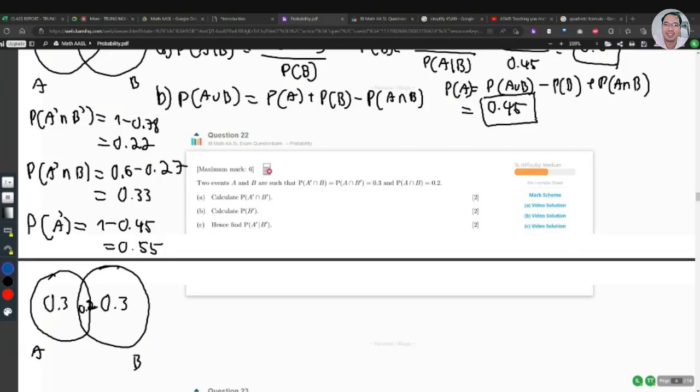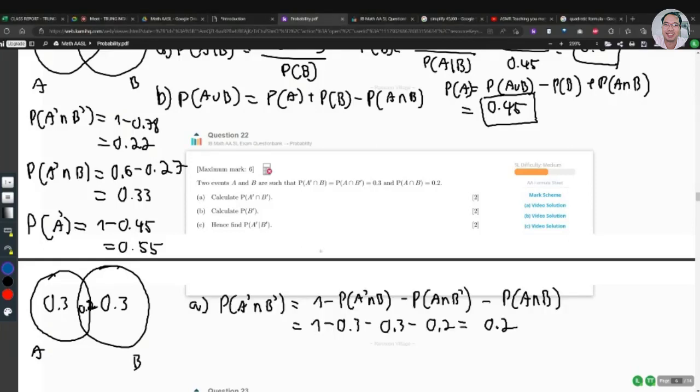I got 0.2 for A, but it didn't appear on the screen yet. Okay. Not A and not B. Not A and not B is 1 minus not A and B, minus A and not B, and also minus A and B. Yeah, correct. Well done. Just draw a box too. Oh, that's a really ugly box.